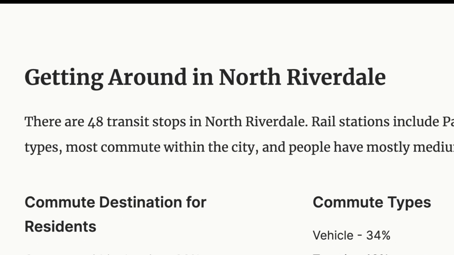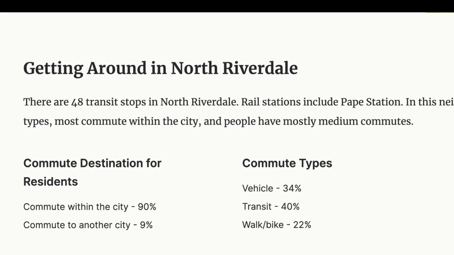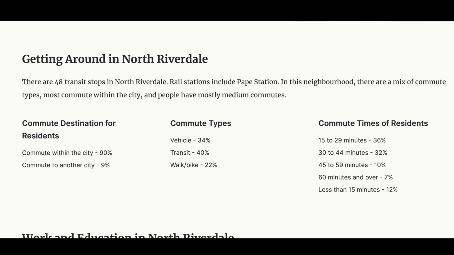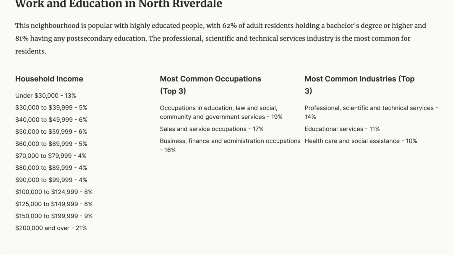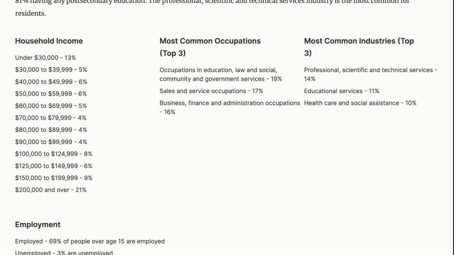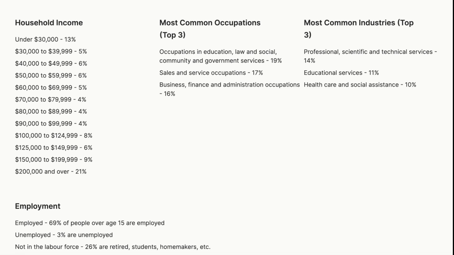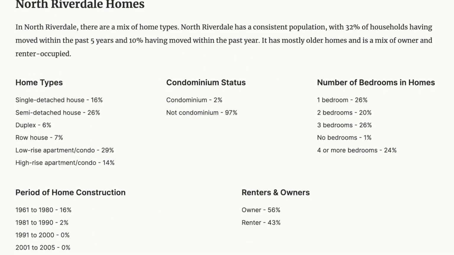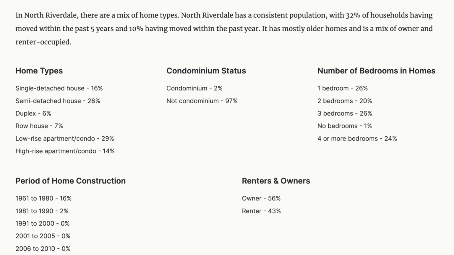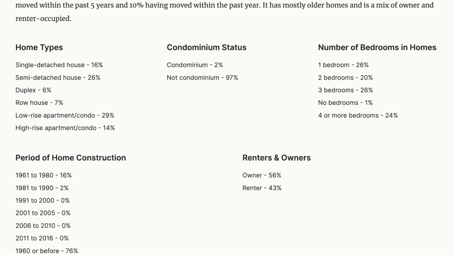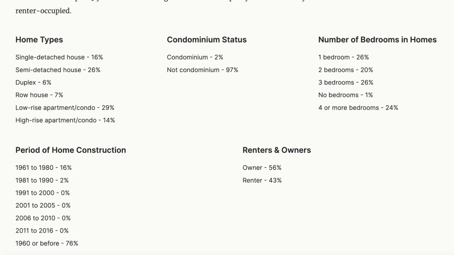And next we have transit information for the neighborhood, as well as information such as commute types and length of commute. The work and education section displays the education, income, and occupations of the neighborhood's residents. For neighborhood homes, we include home types, condo information, when homes were constructed, and the mix of renters versus owners.